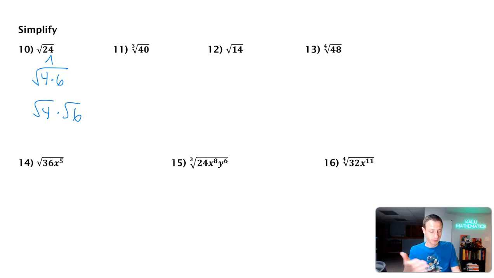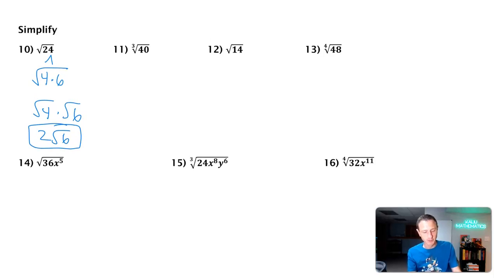Square root of 4 is 2. And 6 is not a perfect square. 6 doesn't have any perfect squares that go into it. So I would leave that as 2 root 6. But you see that process, though. Thinking about what perfect square goes into 24, that's 4.